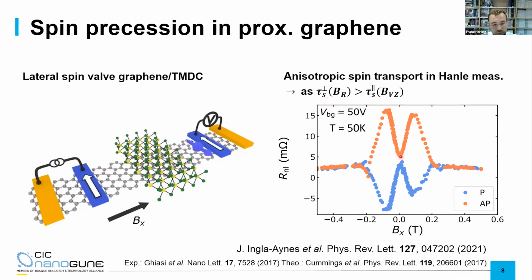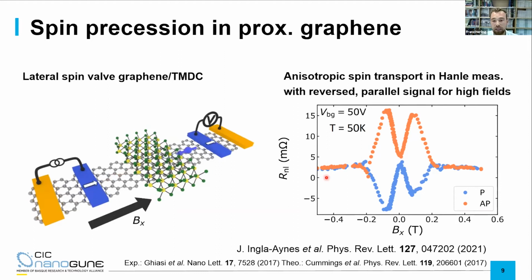And then if we increase the field even more, what happens is that we pull the magnetization of the electrodes into the direction of the field. So we will measure the same signal for both initial magnetization directions, and we will measure this lower anti-parallel resistance value due to the spin precession under the TMD. So this Hanle curve and this characterization of the spin transport shows us very clearly that we achieved the strong spin-orbit coupling regime and that we have coherent spin precession.